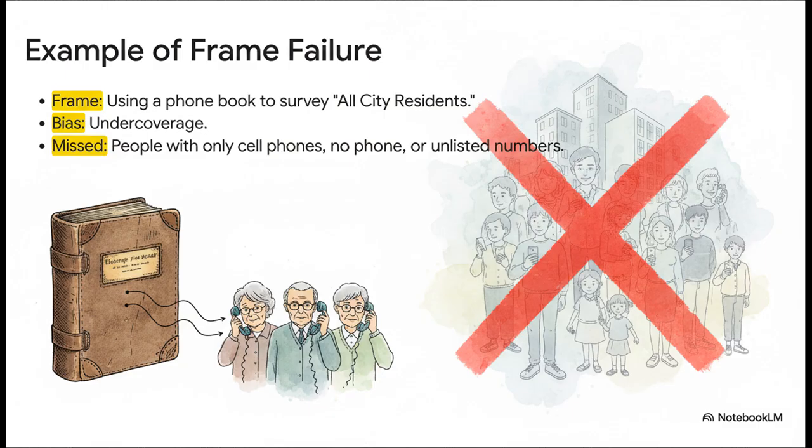The bias you'd introduce is called undercoverage. You'd completely miss anyone with only a cell phone or no phone at all or an unlisted number. Your sample would be wildly unrepresentative of the actual city.